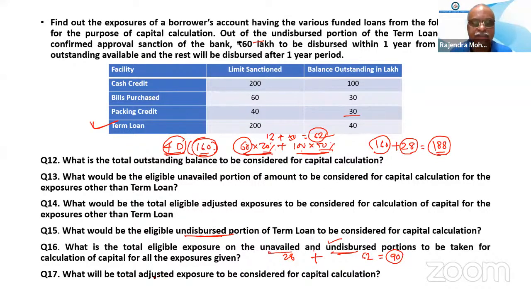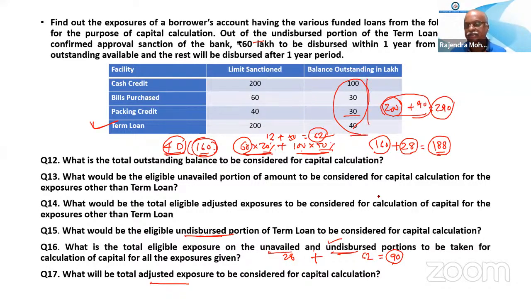Now last question, what will be the total adjusted exposure? It means you have to take the outstanding plus this. So outstanding we have calculated as 200 here. 200 plus this undisbursed and unavailed, so total will be 290. Clear? 90 for unavailed and undisbursed, and we have to add the outstanding. Outstanding is given in the question as 200. So 200 plus 90 is the balance to be taken for calculation of capital. Whereas the total limit sanctioned is 500, out of which outstanding is 200. But due to the unavailed portion and undisbursed portion, we cannot take 200 as the adjusted balance, but you have to take 290 as the adjusted balance. Clear?